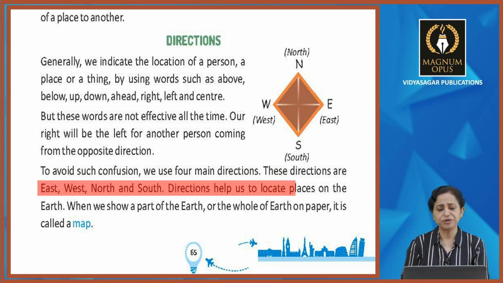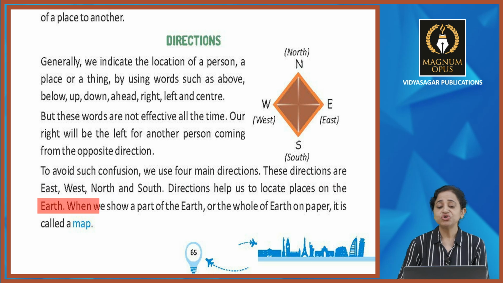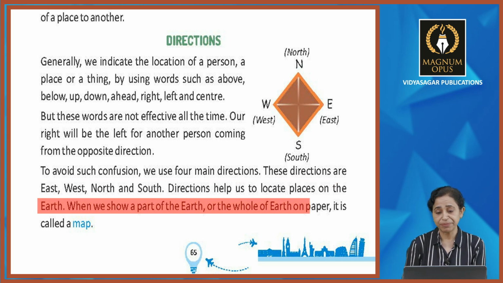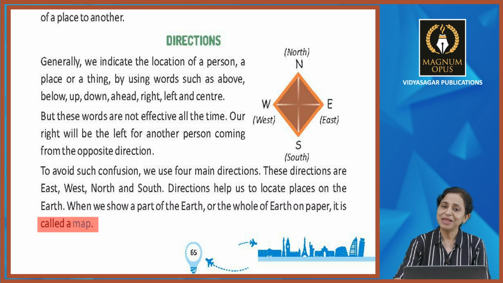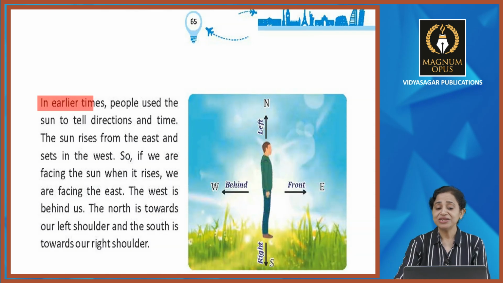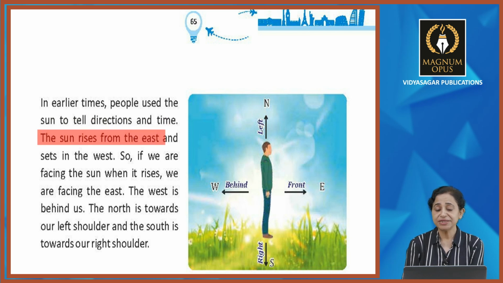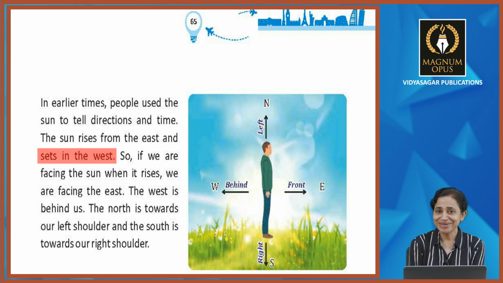Directions help us to locate places on the earth. When we show a part of the earth or the whole of the earth on a paper, it is called a map. In earlier times, people used the sun to tell directions and time. The sun rises from the east and sets in the west, not down.